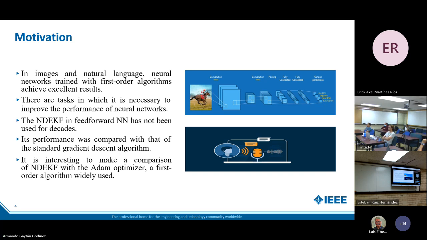As we know, in image recognition and natural language processing, excellent results are achieved with first-order algorithms. However, there are tasks in which it is necessary to improve the performance of neural networks. On the other hand, the nonlinear decoupled extended Kalman filter in feedforward neural networks has not been used for decades, and when it was used, its performance was compared with that of the standard gradient descent algorithm. So today there is an opportunity to compare it with the Adam optimizer, a widely used first-order algorithm.